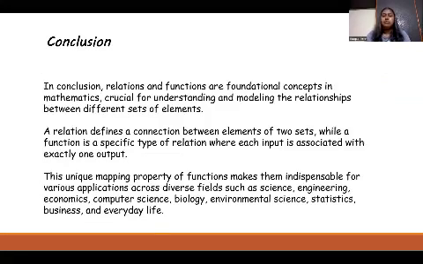Here we come to the conclusion. In conclusion, relations and functions are foundational concepts in mathematics, crucial for understanding and modeling the relationship between different sets of elements. A relation defines a connection between elements in two sets, while a function is a specific type of relation where each input is associated with exactly one output. This unique mapping property of functions makes them indispensable for various applications across diverse fields such as science, engineering, economics, computer science, biology, environmental science, statistics, business, and everyday life.